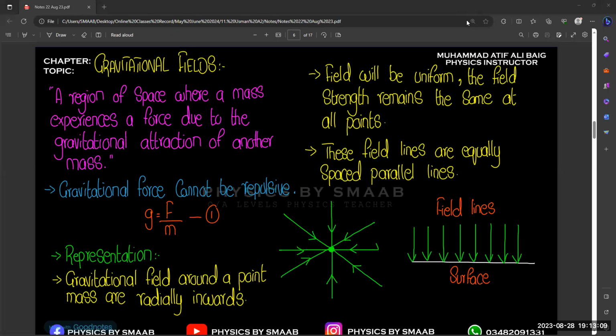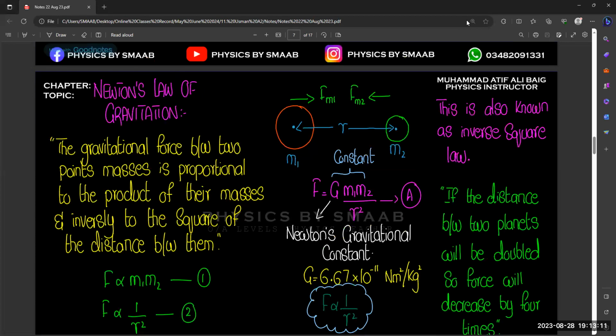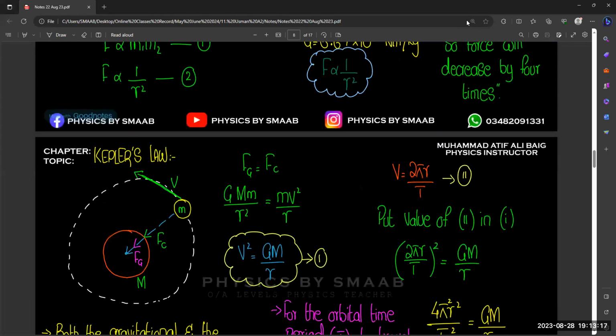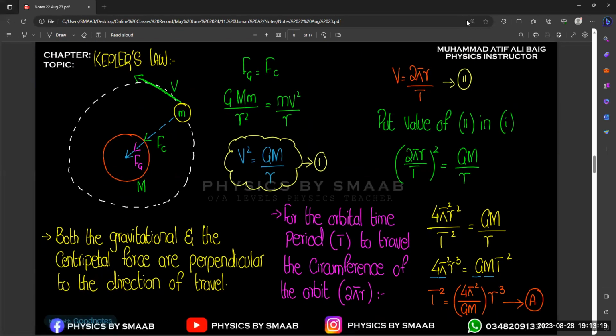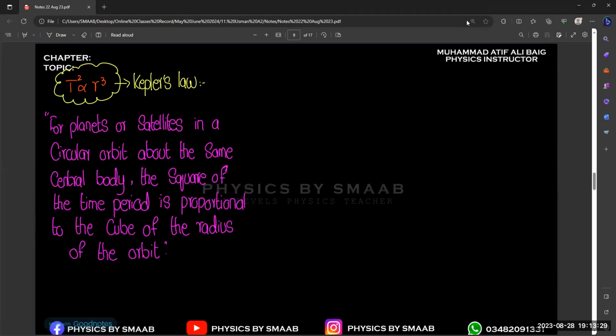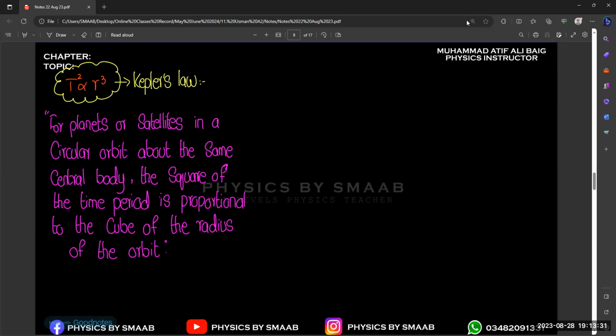In gravitational field we discussed Newton's law, which is very important and very simple. You will find that many questions are related to this concept, and they are very easy to solve. Then we derived Kepler's law to link the centripetal force with the gravitational force. This is the last topic that we discussed, up to Kepler's law.